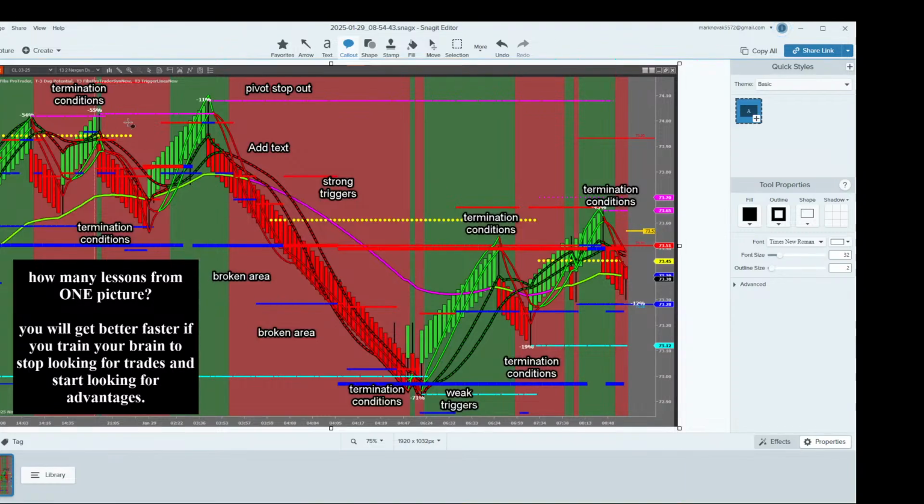And guys, this is one picture of crude oil. And in one picture of crude oil, I've got 1, 2, 3, 4, 5, 6 pictures of termination conditions, reminding me that I'm not in control, but I do know where the market is likely to stop. I've got pictures of strong triggers. I've got pictures of weak triggers. I've got pictures of broken areas. Guys, this is one picture in 3 minutes of my life, and I can stare at it and I can begin to see things that are going to help me.